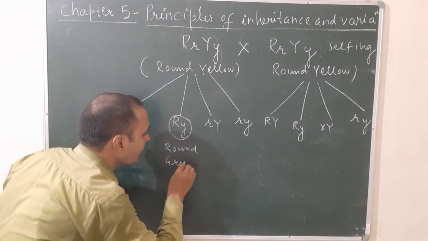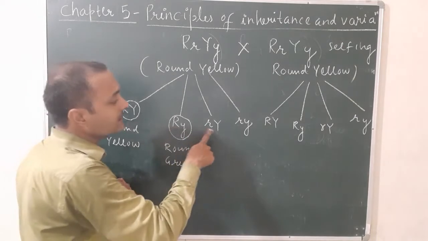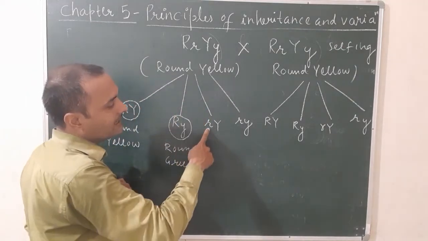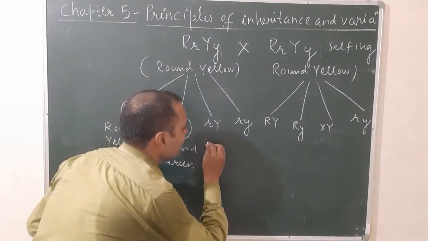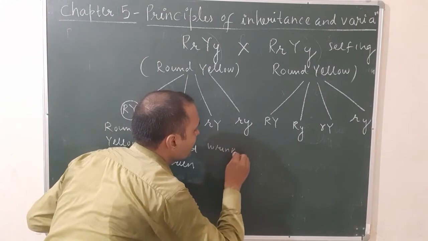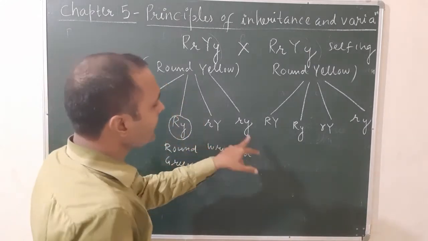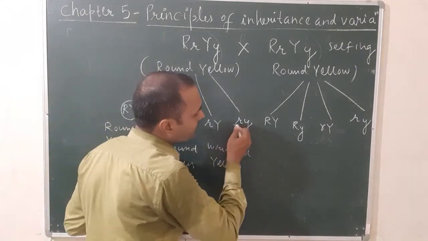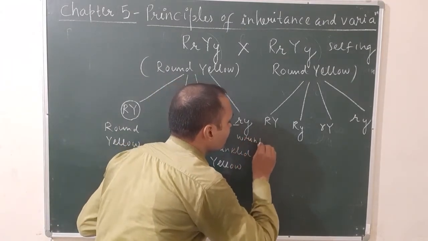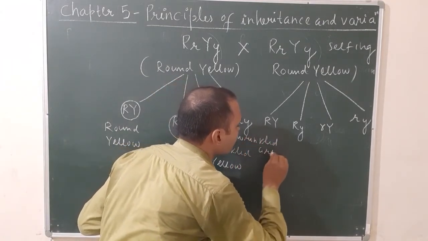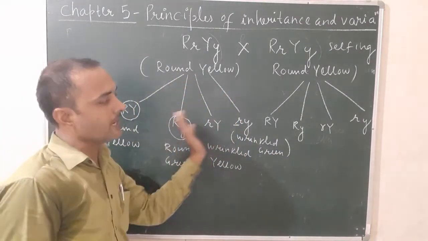Round and yellow. Here will be round and green. Why green? Due to small y. Why round? Due to capital R. This is wrinkled and yellow. Why wrinkled? Due to small r. And why yellow? Due to capital Y. And the last one will be wrinkled and green, because small r gives wrinkled and small y gives green. So what are the total gametes produced? Total 4 types of gametes are produced from each parent.